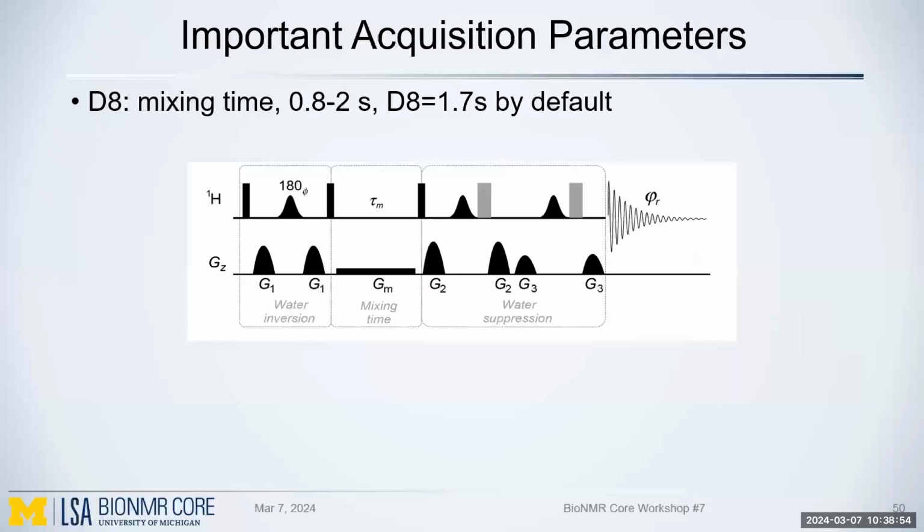The most important parameter for the Water-LOGSY experiment is the D8 mixing time, and that's this mixing time here. The range for this mixing time can be from 0.8 to 2 seconds. By default, D8 is set to 1.7 seconds. The higher the mixing time, the larger the Water-LOGSY signal that you can observe, so 1.7 is a good starting point.